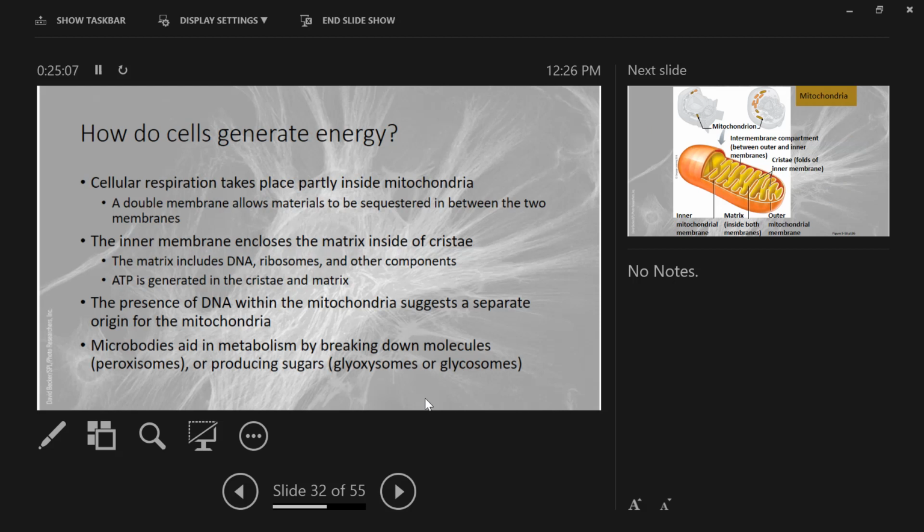And then you have another set of structures called microbodies. An example of this are peroxisomes or glyoxysomes or glycosomes. And these also function in either breaking down organic molecules or synthesizing organic molecules for energy storage. So the mitochondrion is not the only organelle involved in energy dynamics. There are other organelles involved as well in either breaking down organic molecules to allow access to energy or in synthesizing organic molecules for storing energy.